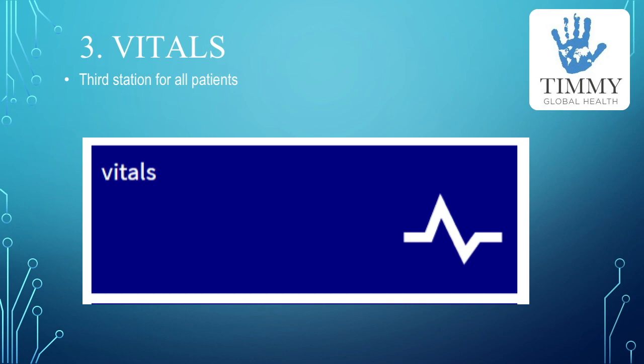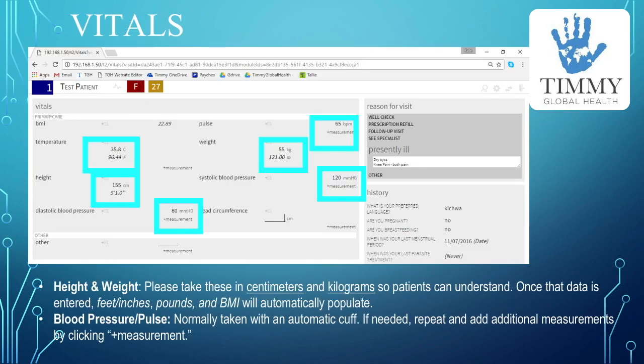All right, so we'll get into our third section, which is the vital stage. All patients will get their vitals taken, and it's a pretty quick stage. It's fun. We have all of our patients come in. We take their height and their weight, we take their temperature, and we use an automatic blood pressure cuff to get systolic and diastolic blood pressure as well as a pulse.